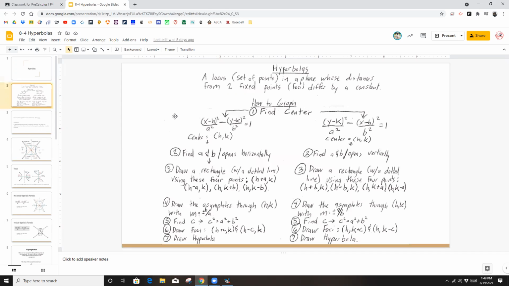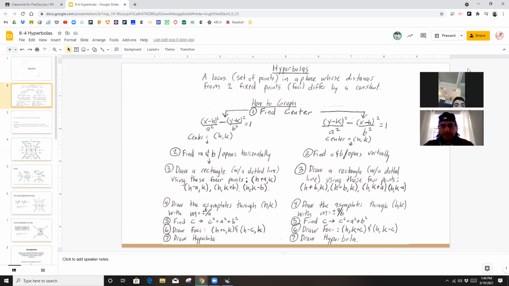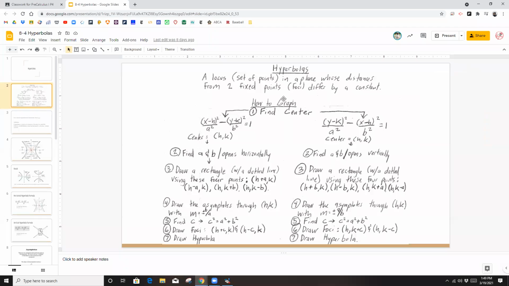I have these old notes that I just copied and pasted. They're here for your reference. I'm going to go through all of this, but if you want one page to walk you through how to graph a hyperbola, it's here. But I wouldn't just tune me out and try to figure it out on your own later. I'll explain what everything here means.